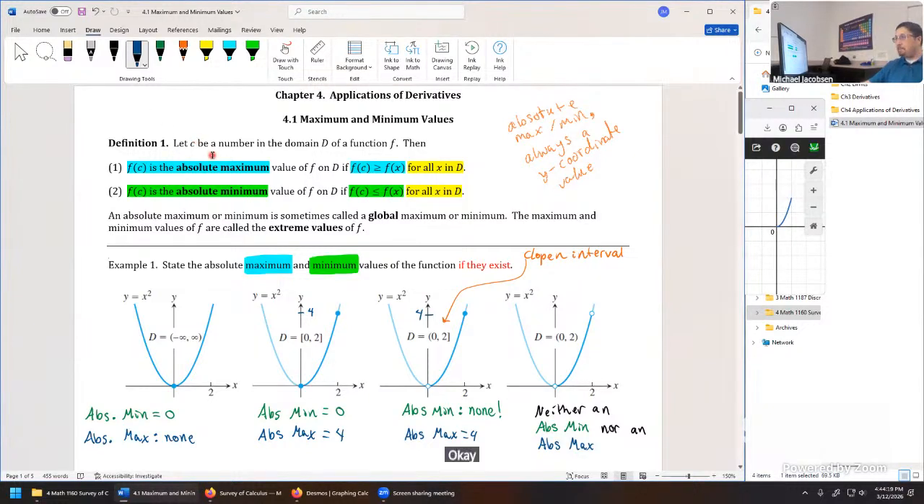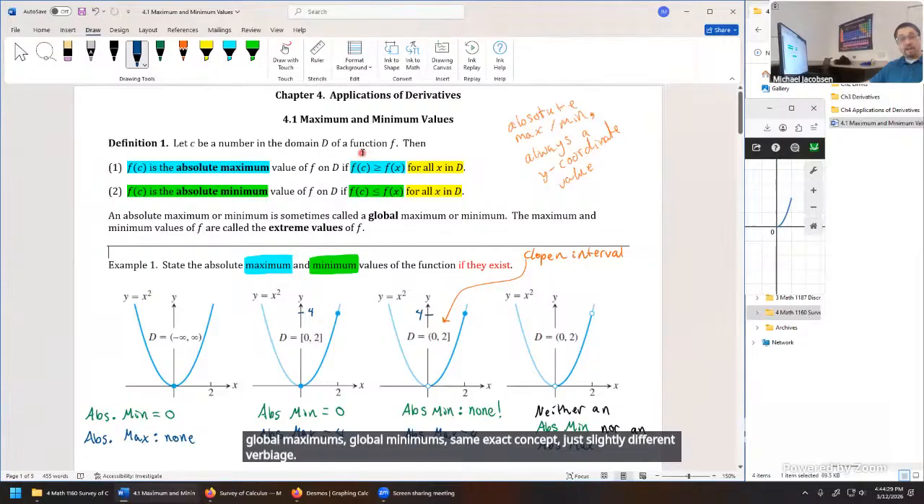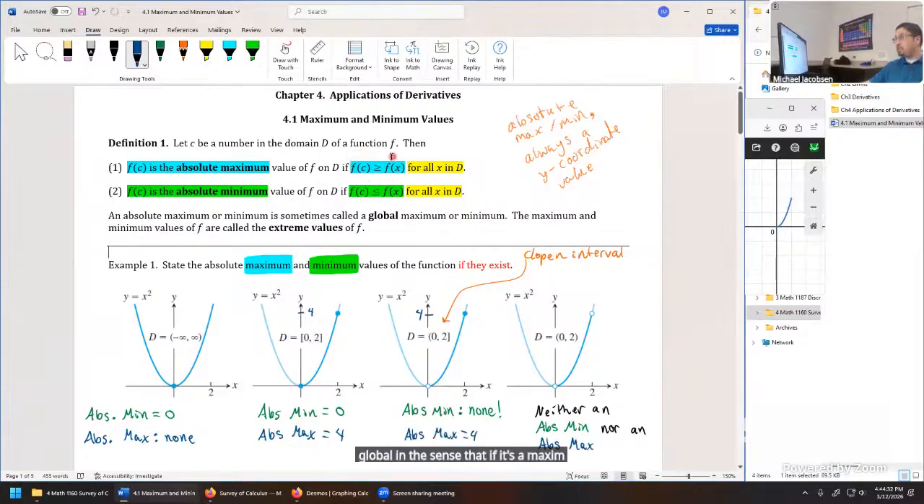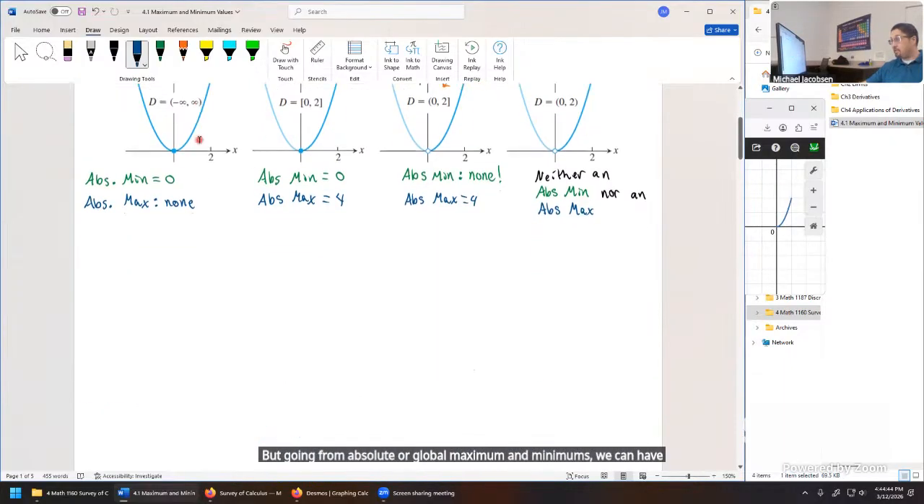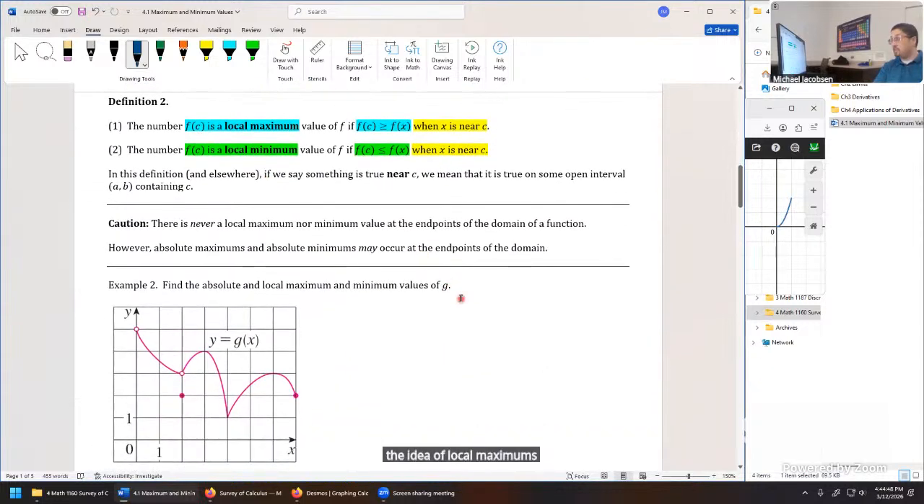Okay, sometimes absolute maximums and absolute minimums are thought of as global maximums, global minimums. Same exact concept, just slightly different verbiage. Global in the sense that if it's a maximum, it beats out the function value, this one being the maximum, for all other x's in the domain. But going from absolute or global maximums and minimums, we can have a slightly different concept. The idea of local maximums and local minimums.